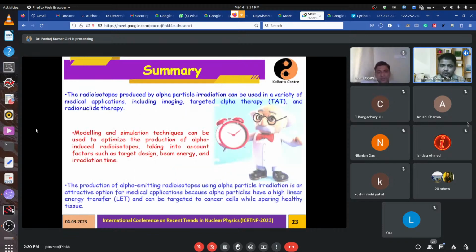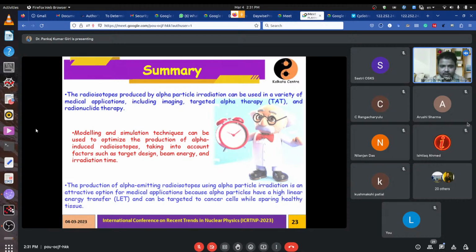And let me just quickly summarize my talk. The radioisotopes produced by alpha particle irradiation can be used for a variety of medical applications like medical imaging, targeted alpha therapy, and radiotherapy. Modeling and simulation techniques can be used to optimize the production of alpha-emitting radioisotopes, taking into account factors such as target design, beam energy, and irradiation time.